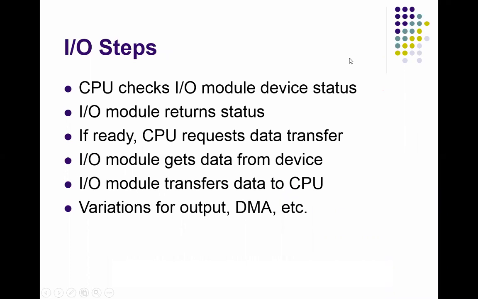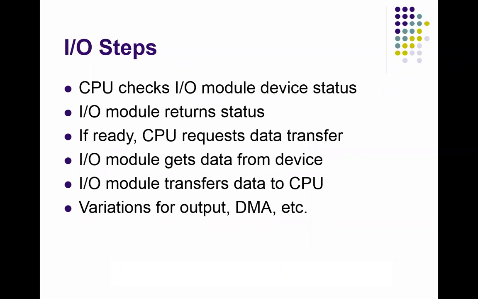So how does input-output and the IO module work? The CPU first checks the input-output module device status. Once you have connected your device, the CPU checks whether it is ready or not. For example, you have connected a printer. The CPU checks whether the printer is ready, and the IO module returns a status to the CPU. Now the printer is ready. If it is ready, the CPU requests the data transfer.